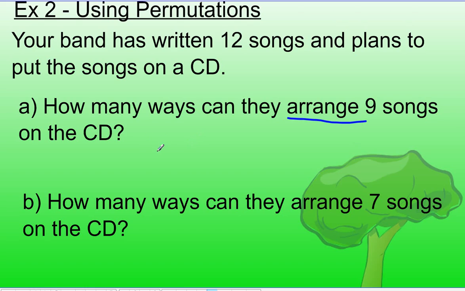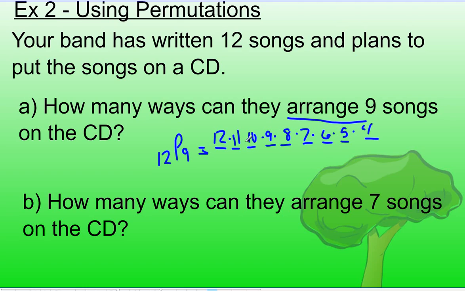So what we're going to do is 12 songs permute 9. Well, let's see. That would be 9 blanks, because there's 9 songs: 1, 2, 3, 4, 5, 6, 7, 8, 9. I can get 12 songs for the first spot, because any of those 12 songs go into spot number 1. And I've picked one, and there's 11, and then 10, and 9, 8, 7, 6, 5, 4. Multiply them out, and we got ourselves an answer.